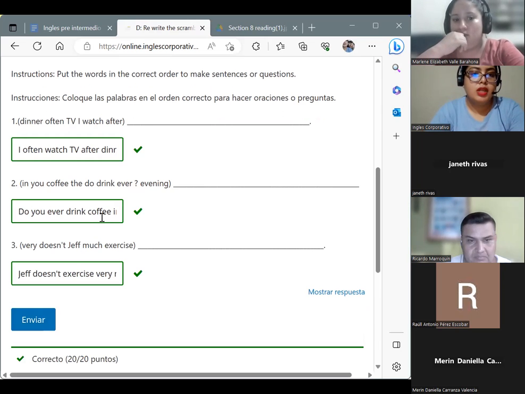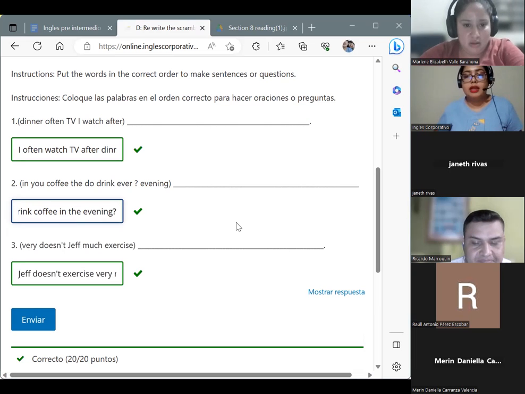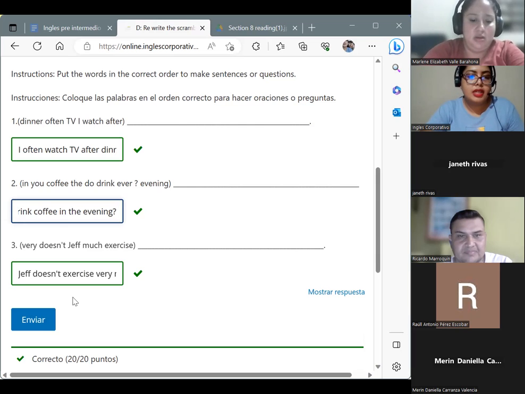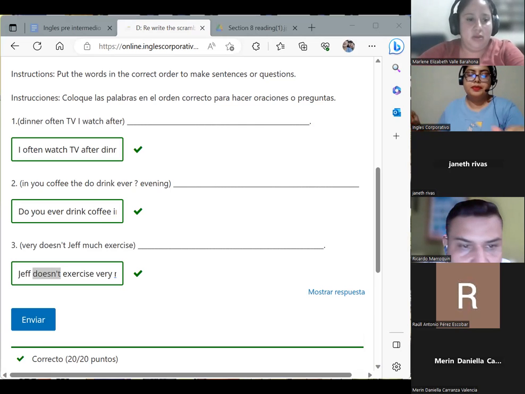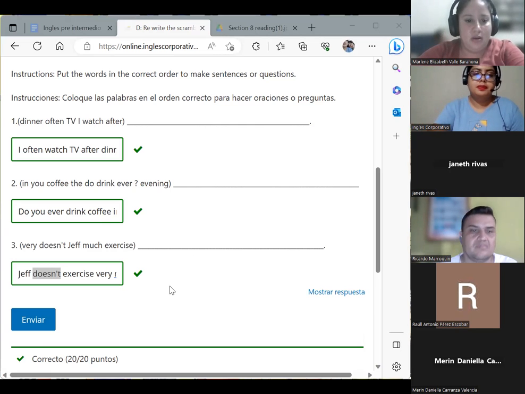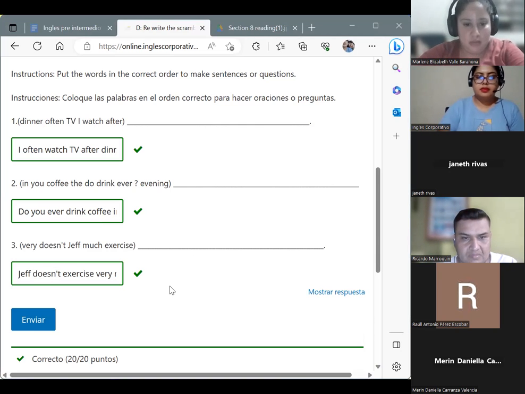En el caso de la segunda, aquí está la oración. Do you ever drink coffee? Evening, tal vez. Es el símbolo. Bien. Al final. Y en esta es tal vez por el apóstrofe. Así que se lo voy a poner en el chat para que lo copie así como está ahí y lo coloque y le va a salir bueno. Ok. You're welcome.